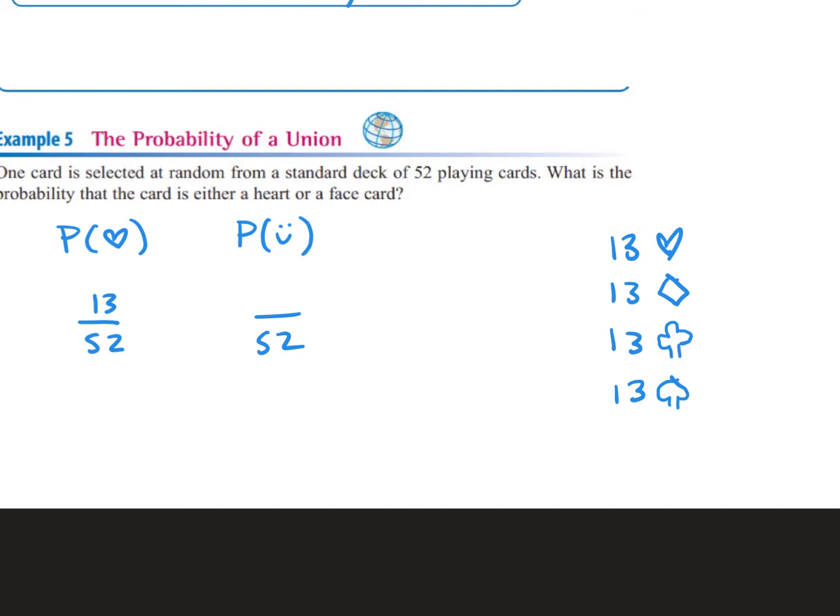I knew it was wrong when I said it, but each suit has a jack, queen, or king. So those are the face cards we're talking about. Jack, queen, or king. The ones with faces on it. So how many face cards do we have in a deck? 12. So we have 3, 3, 3, and 3.